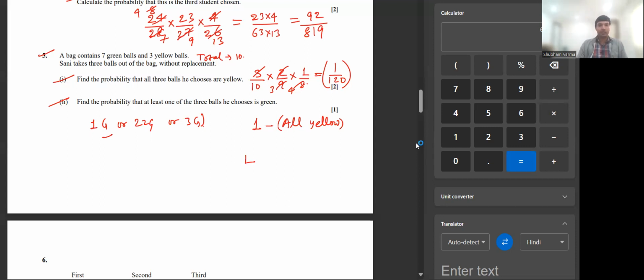So we have already calculated all yellow balls, that is 1 by 120. So 1 minus 1 by 120, taking the LCM 120. So we have 120 minus 1, which is nothing but 119, divided by 120. And that's our answer.